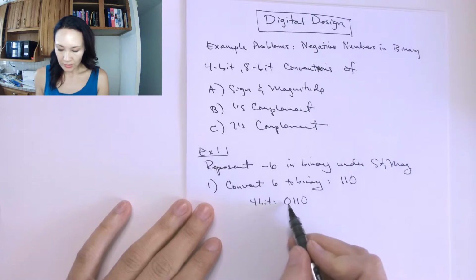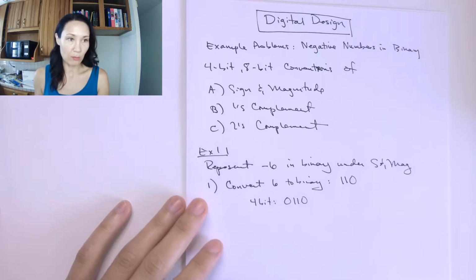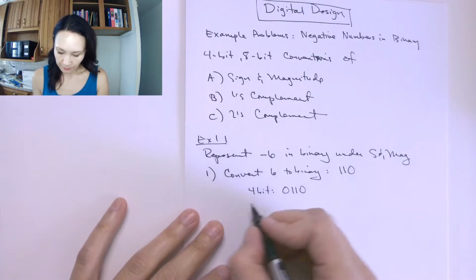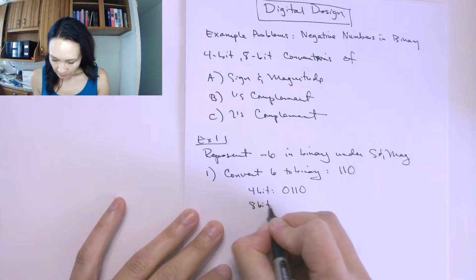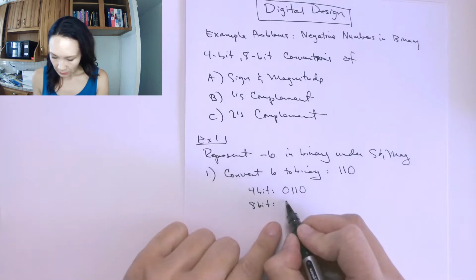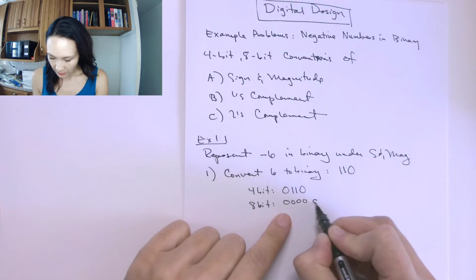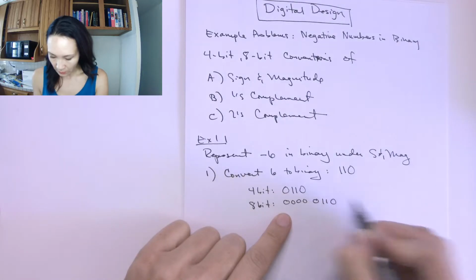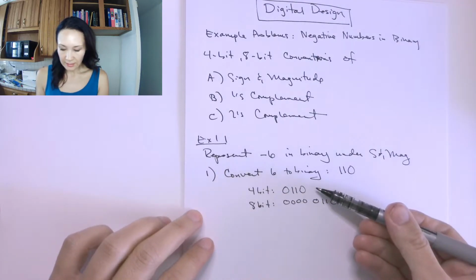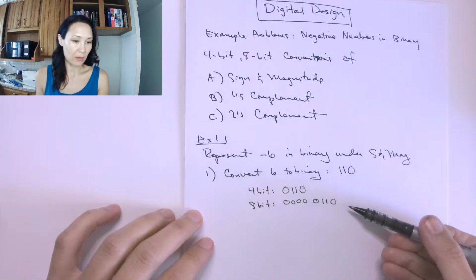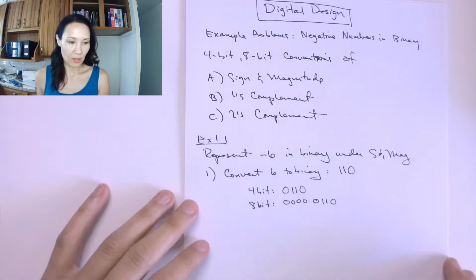I don't actually need this 0 here, but I'm going to go ahead and put a 0 as a placeholder in the most significant bit position. In 8-bit representation, the first 4 bits will be 0, and then we'll have our 0, 1, 1, 0. Okay, so this is 6 in 4-bit binary, and this is 6 in 8-bit binary. And that's the first thing that we want to declare.